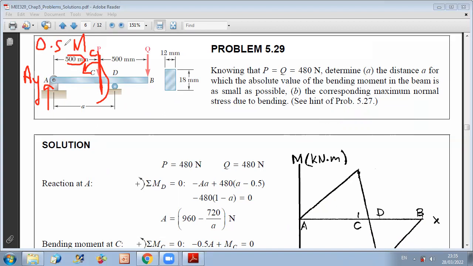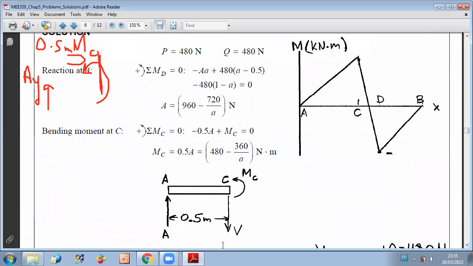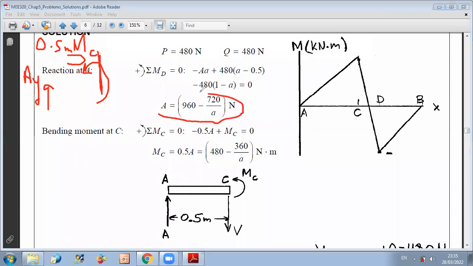So doing the analysis on this part, we have the sum of moments about C equal to 0. Here we just do the section at C, at the point of interest. We are not finding a function of x because we are just interested in the value of the bending moment at C. So we do the cut at C and we take the sum of moments about C equal to 0. We get minus 0.5A plus MC equals 0. And we replace the reaction big A by its function of small a.